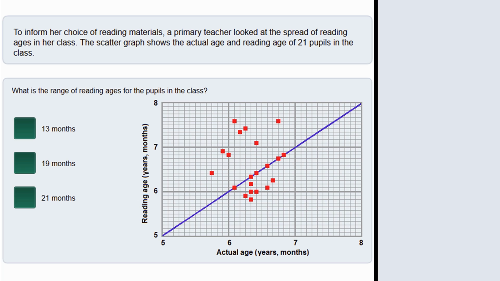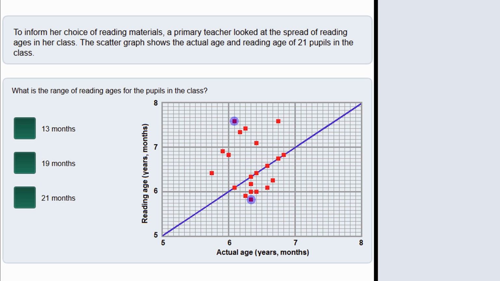In this question we are given a scatter graph that compares reading age against actual age, and we are asked to find the range of reading ages for the pupils in the class. Well, notice that reading ages is on the vertical axis here. So we need to find the difference between the highest and lowest reading age. Well, since reading age is on the vertical axis, we need to look for the highest dot and the lowest dot. And we can see that the highest point is here, and the lowest point is here.